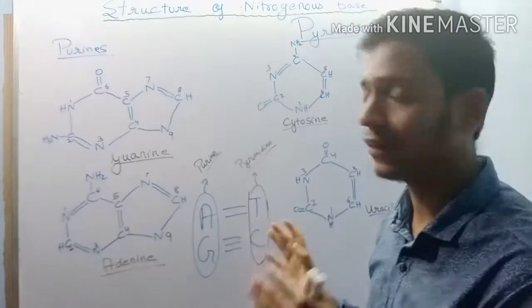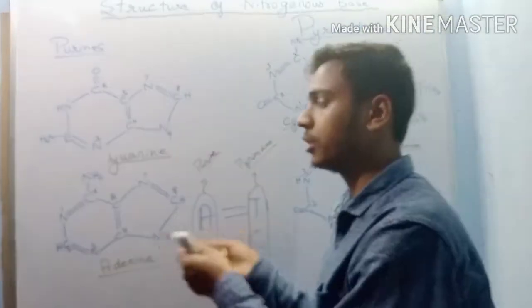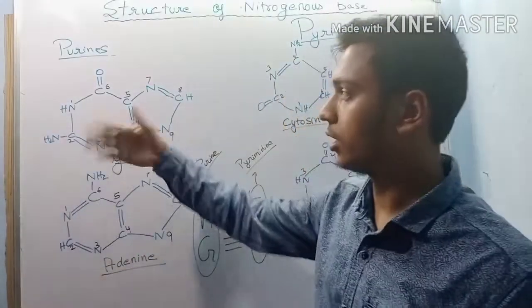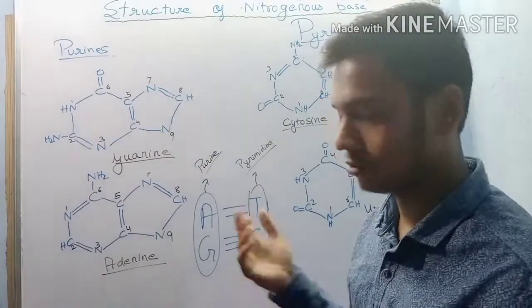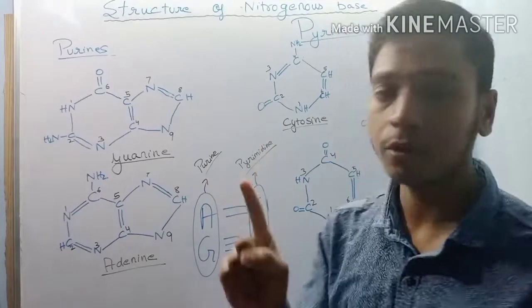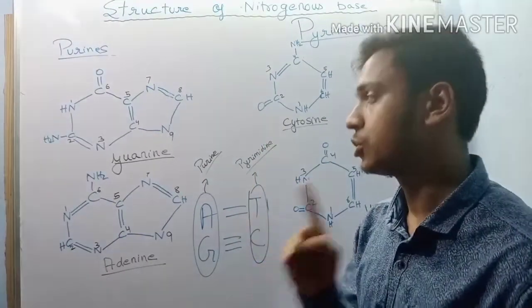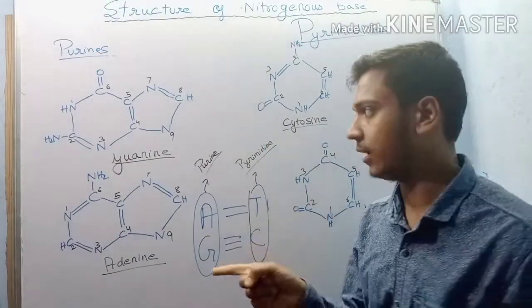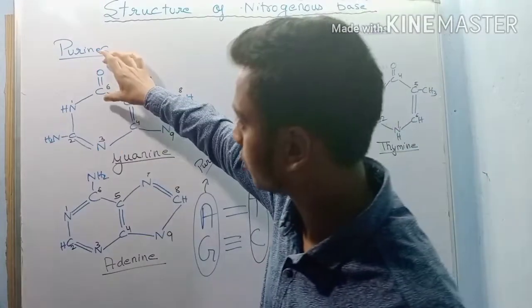So by seeing the valency only, you can put the bond, that is, where a double bond and a single bond should be present. Now what you have to remember first is where nitrogen should be present, that is 1, 3, 7, 9. Next you have to remember these three things.